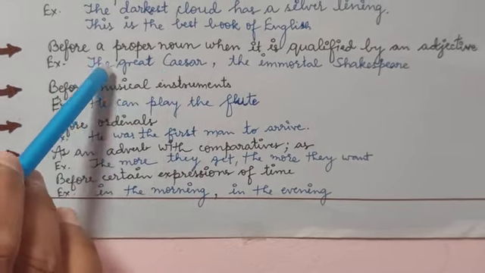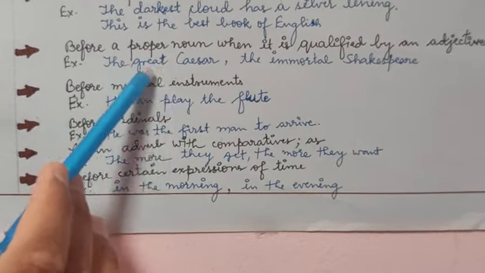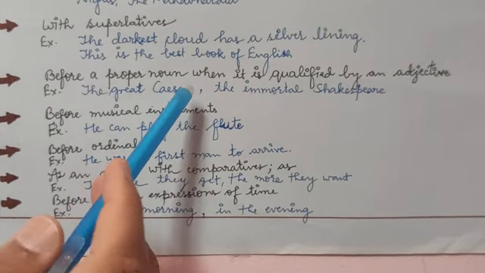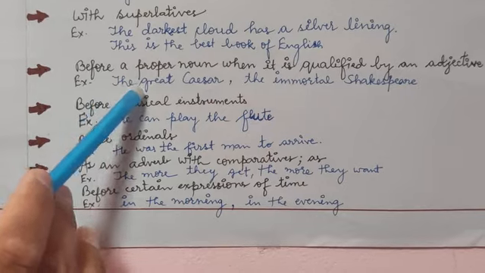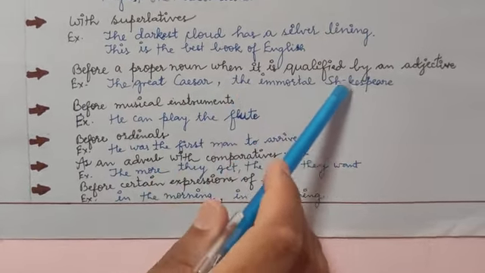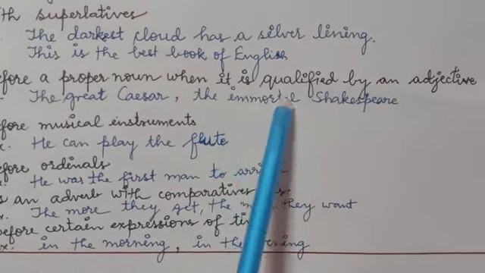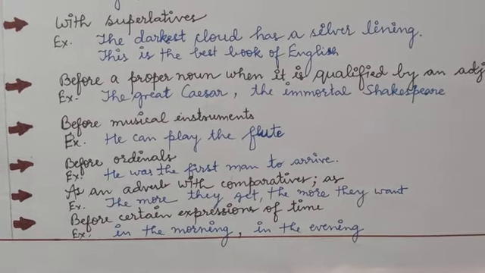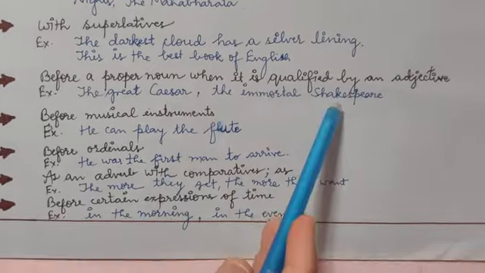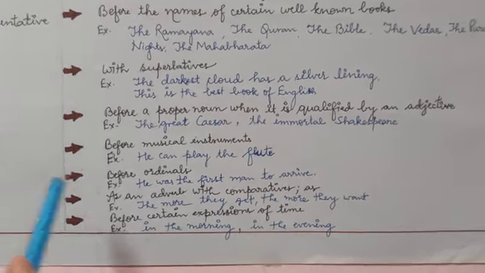Again you see, the great Caesar. Caesar is a proper noun. Before Caesar, you can see an adjective has been used, which is qualifying this proper noun. So here you can see the use of the definite article the. In the same way, in this example also, the immortal Shakespeare. Shakespeare is a proper noun, and before Shakespeare you can see immortal has been used. This is definitely an adjective, qualifying the proper noun Shakespeare. So here also the has been used. This is the definite article.